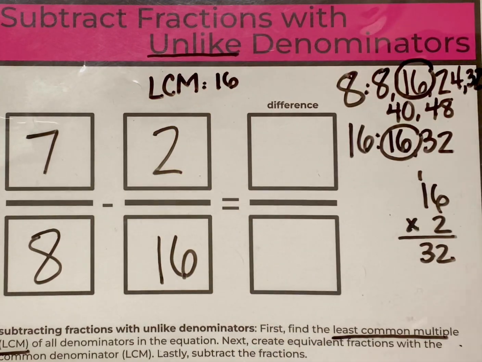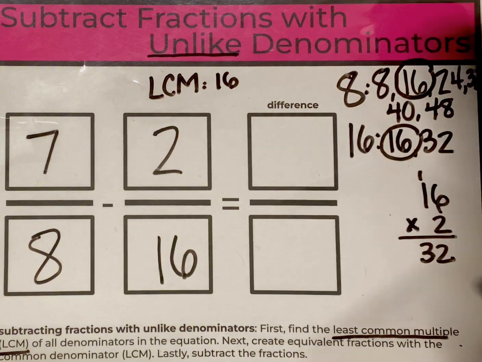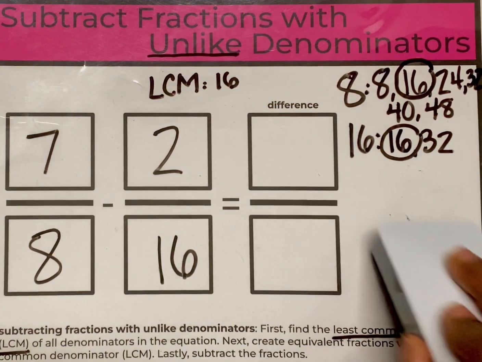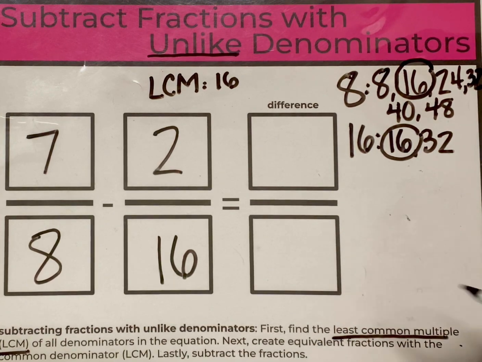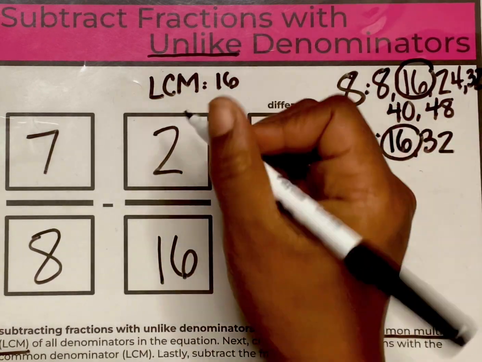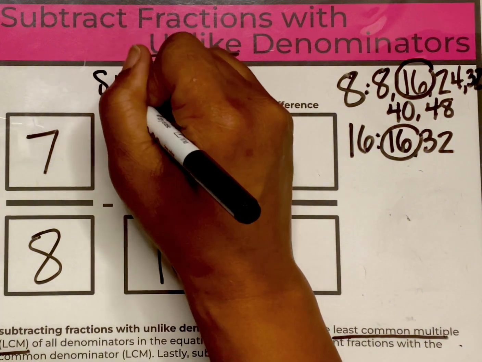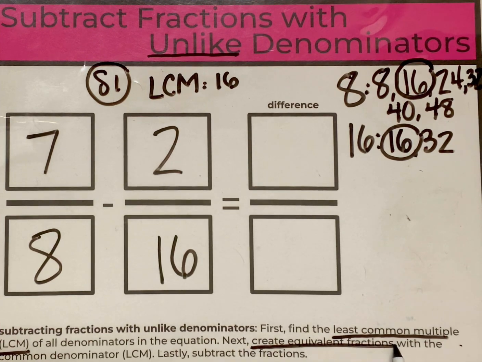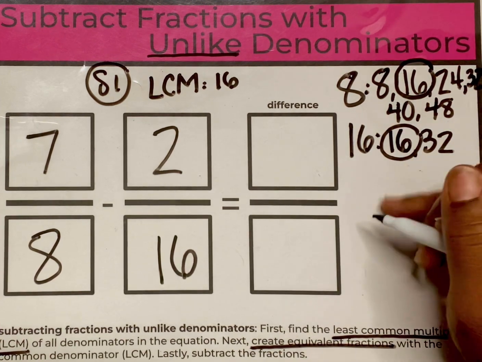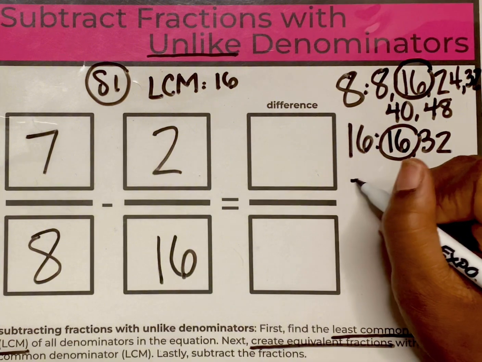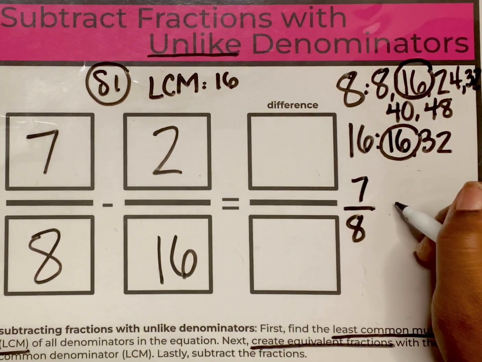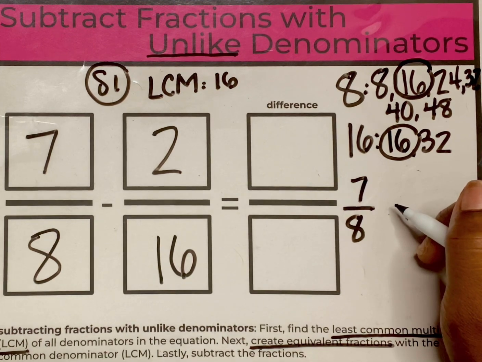Pause the video and ask yourself, what is step 1? Step 1, again, is to find the least common multiple. All right, now that we have the least common multiple, we're going to now create our equivalent fractions. Equivalent fractions are fractions that have the same value as another fraction, but look different. They have different numbers.